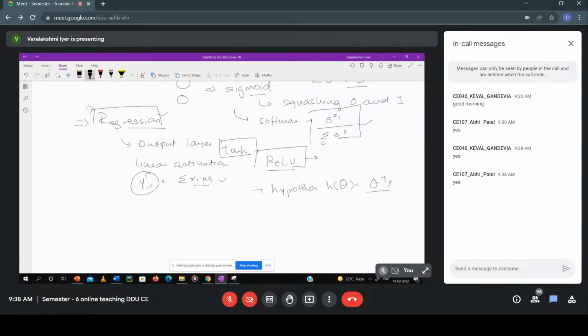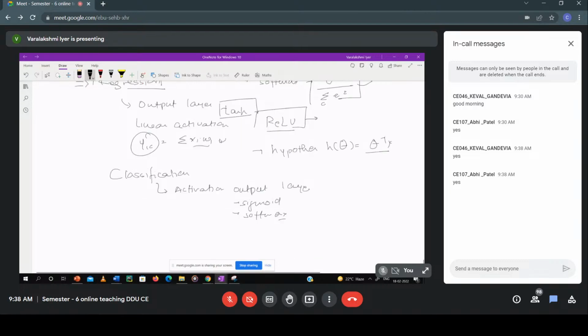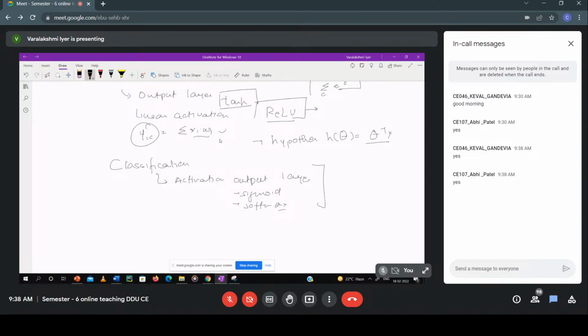In the case of classification based problems, the activation function that can be used in the output layer, right now I'm talking specifically about the output layer, can be sigmoid or softmax. You may use a sigmoid or softmax activation function in the output whenever you are solving a classification based problem.